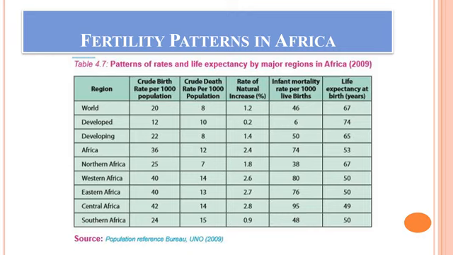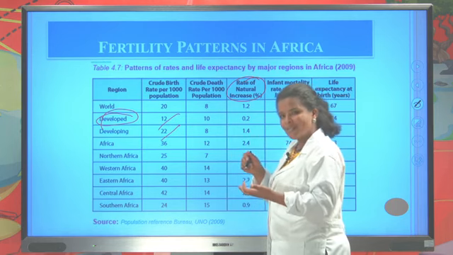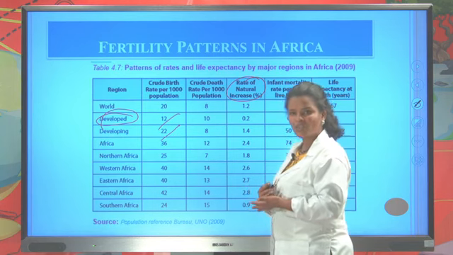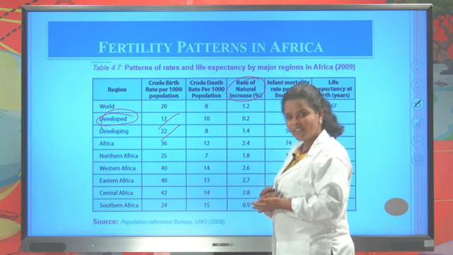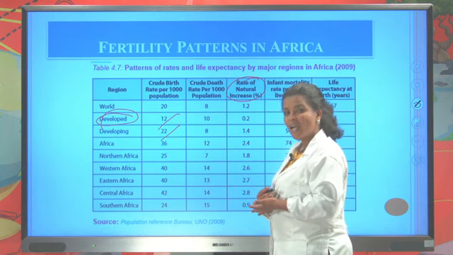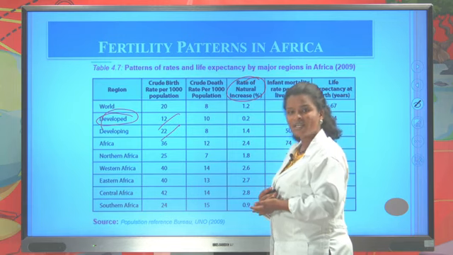Infant mortality rate in developing countries is very high. Infant mortality rate means the deaths of children below 1 year; we call it the infant mortality rate. So the infant mortality rate in developing countries is very high. And also maternal deaths are very high in developing countries.